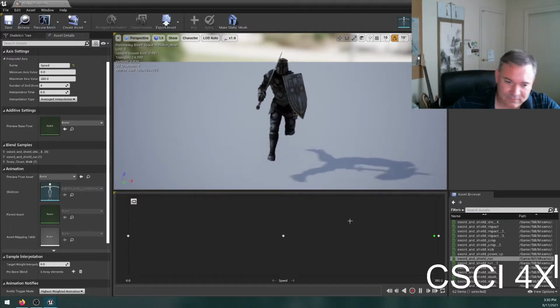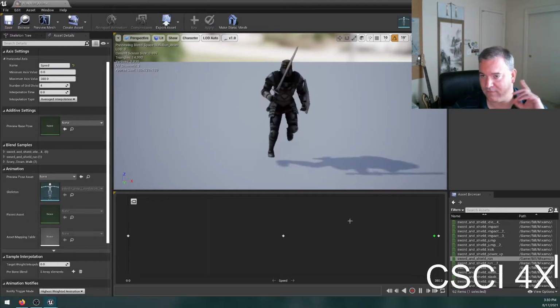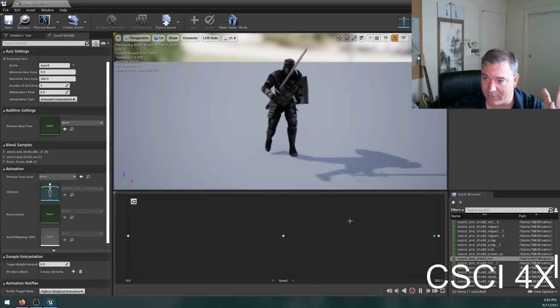So this is something called a blend space, and a blend space is used to smoothly transition between different animations.